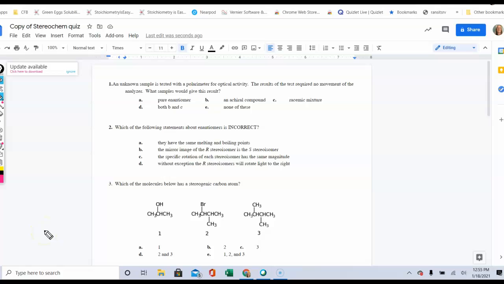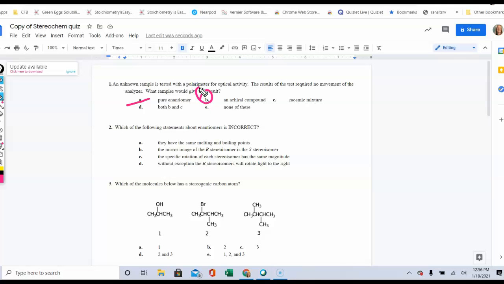Okay, so the next problem we have is this stereochemistry quiz for practice. The first one says an unknown sample is tested with a polarimeter for optical activity. The results of the test required no movement of the analyzers. What samples would give this result? If you had a pure enantiomer, we get to cross that one off because that one would actually give us a rotation. If we had an achiral compound, that's one of the examples that would give us a result of no movement. So B is a possible correct answer.